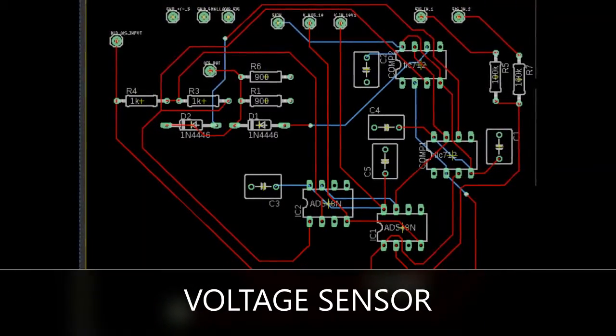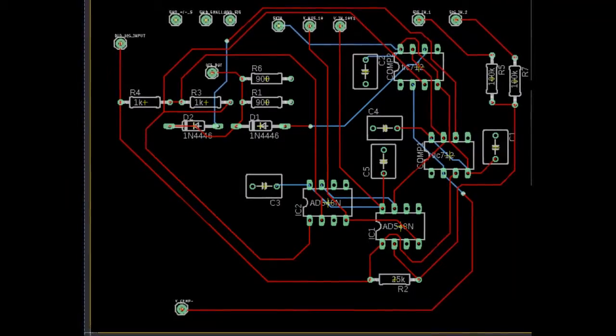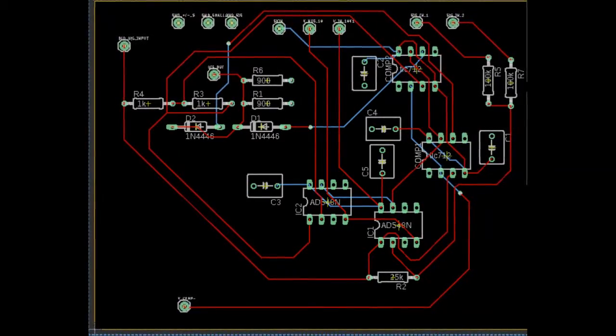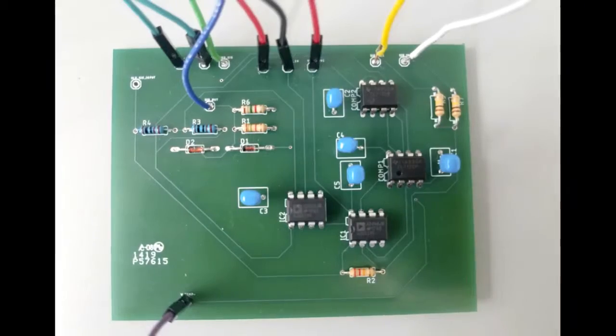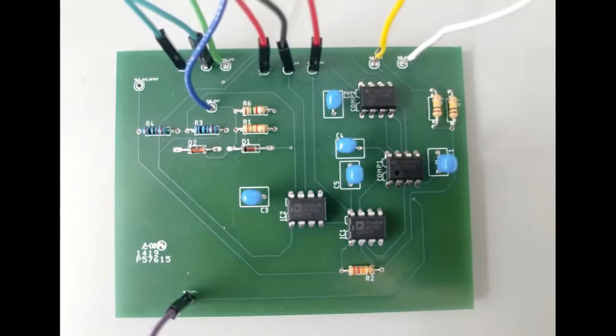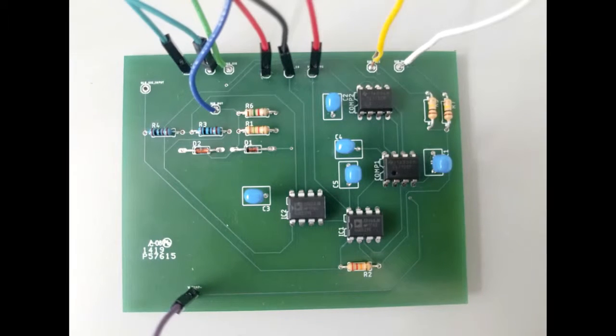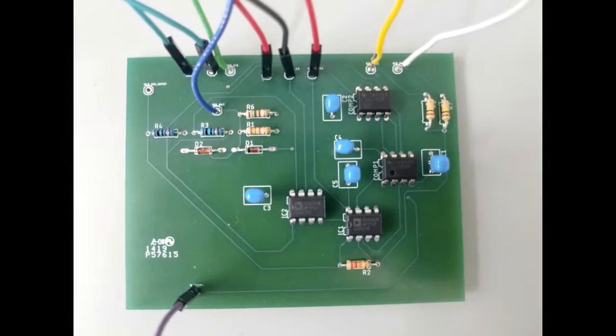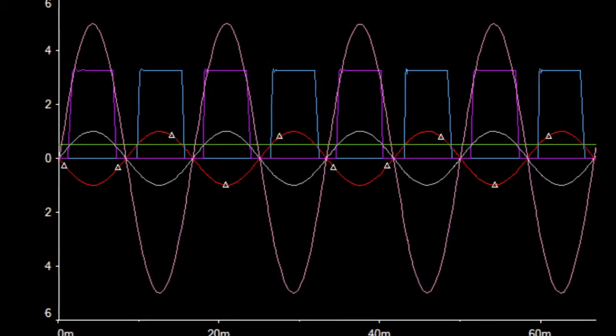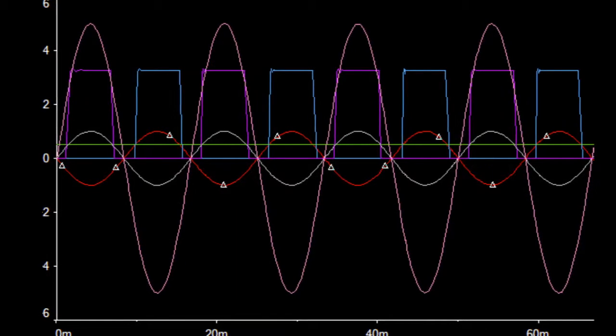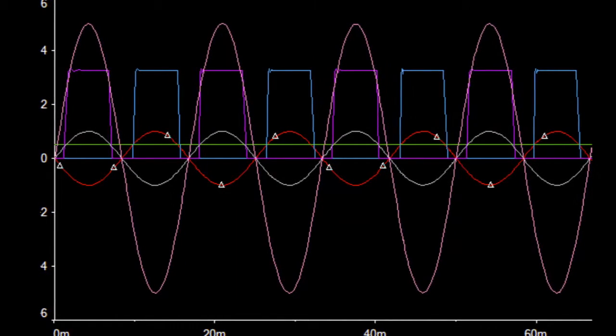The next part of the project was the voltage sensor. The voltage sensor's main task is to send a signal to the FPGA board when the voltage across the load is about to go from positive to negative and vice versa. The FPGA then goes into the negative side of the state machine until it gets another signal from the voltage sensor. This simulation file shows how the voltage sensor works.